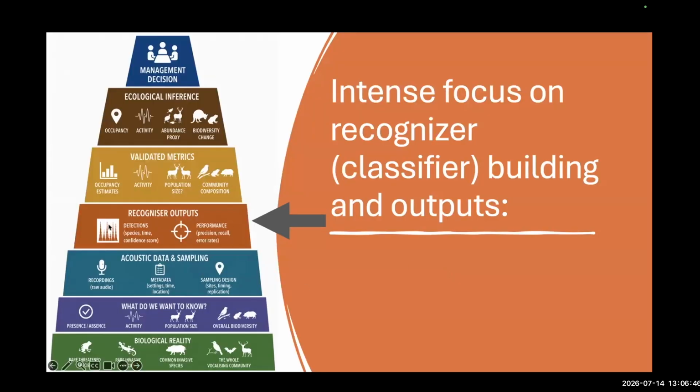I think what has happened in the ecoacoustics community is that there's been an intense focus on the orange step here, which is why I made this big circle orange. There's been an intense focus on recognizer or classifier building and the outputs from those and how good they are. And people have become really, really heavily focused on that. And I think that in order to build ecoacoustic monitoring, we need to think about these other steps a bit more. And so that's what we're going to be focusing on today.